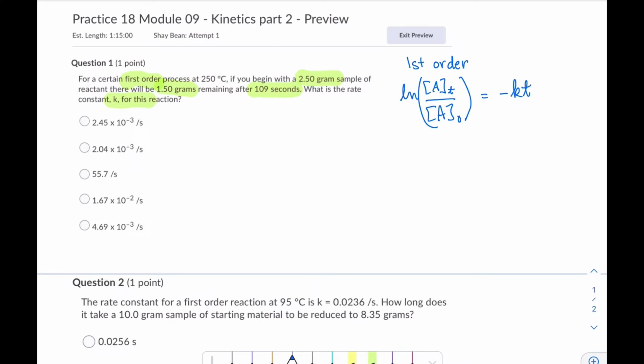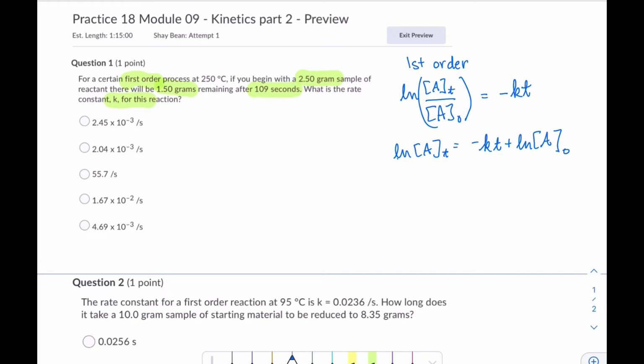There are other ways to do it. I can do A sub 0 over A sub t, and that equals positive kt. I can write it like the equation for a straight line. For example, I can write it as the natural log of the concentration at time t equals negative kt plus the natural log of the initial concentration. These two equations are identical. You just use algebra to rearrange them. Put them both on your equation sheet that you get to have during your quiz and your test. Quiz is completely open book, but I'd still organize my notes for it.